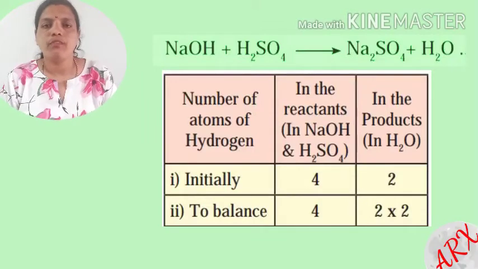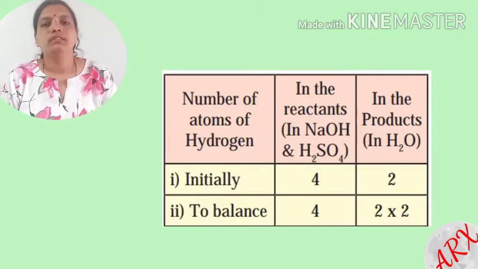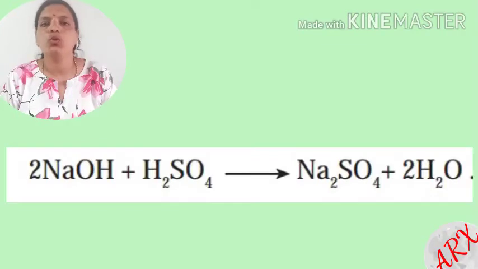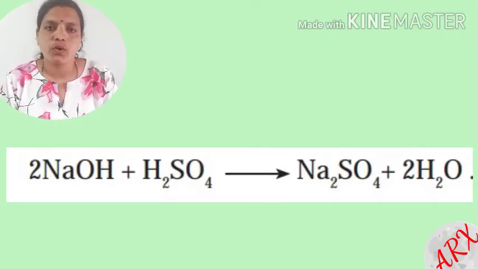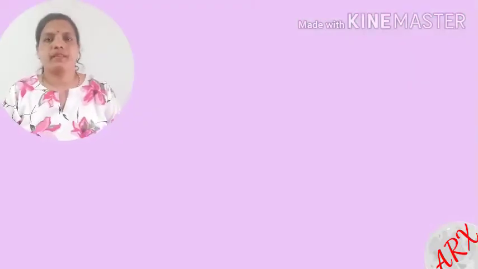So now we have to multiply by 2 on the right hand side where H is present, that is in front of H2O. So now the balanced reaction will be 2NaOH plus H2SO4 gives Na2SO4 plus 2H2O. Now this is our final balanced reaction.